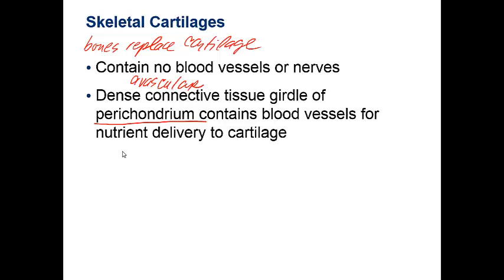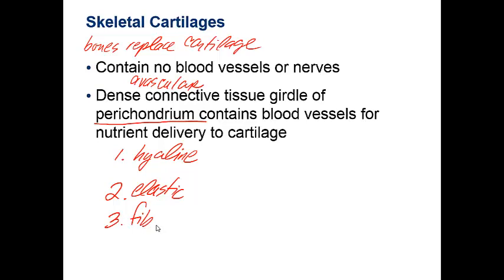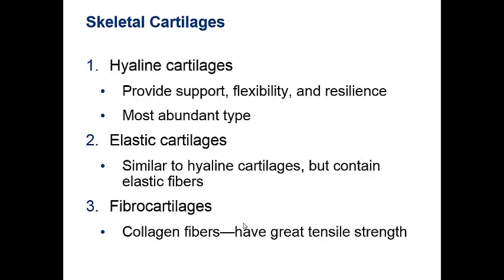The three major types of cartilage that we're going to talk about are hyaline cartilage, elastic cartilage, and fibrocartilage. You'll need to be able to identify these in your lab as well. You should know the main locations of where they are found, and also what their major functions are. Our next slide is showing hyaline cartilage.